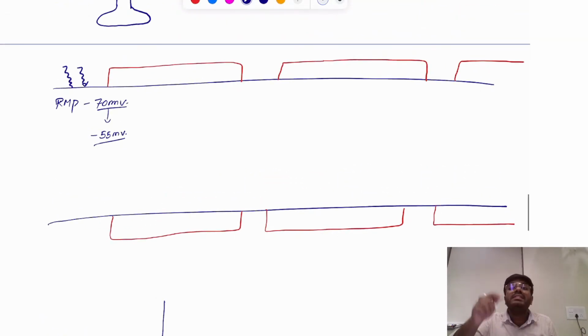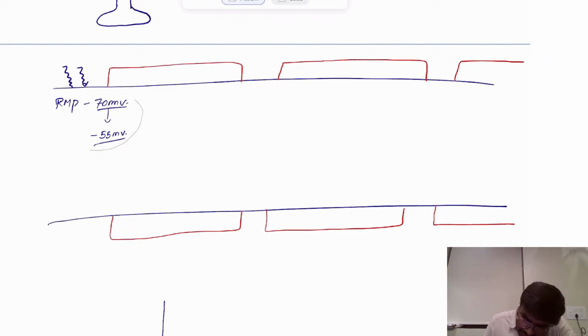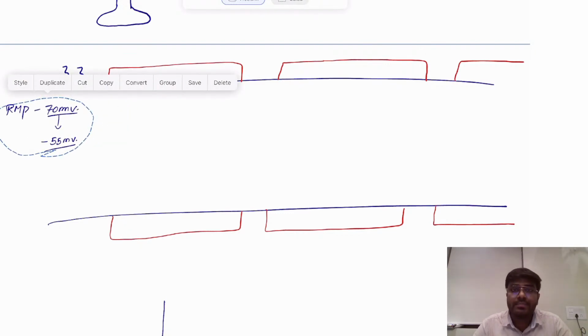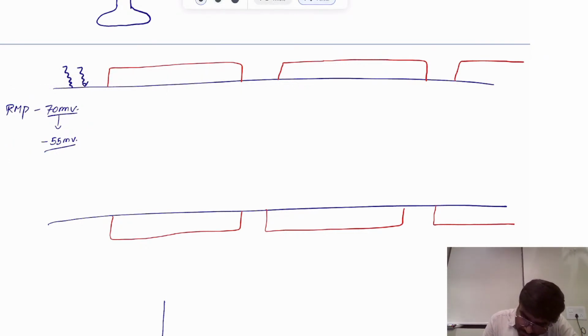Your neurons are made in such a way that there are voltage gated sodium channels present. What does voltage gated mean? They are sensitive to voltage. Whenever minus 55 millivolts is attained, these sodium channels will start to open.